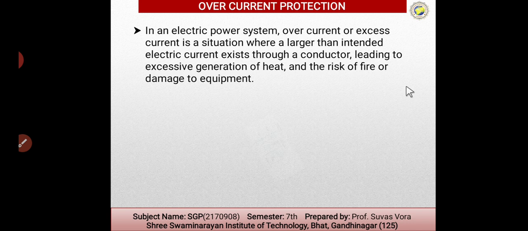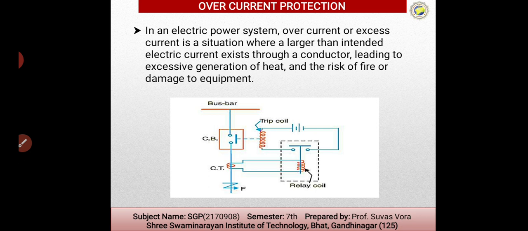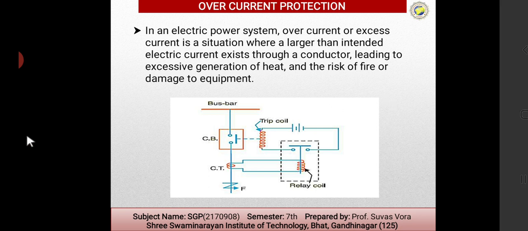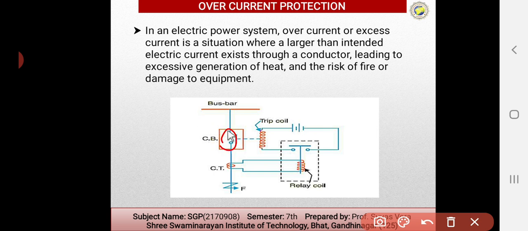So here is the simple circuit for overcurrent protection. Here you can see the circuit breakers, which are connected to the bus bar, and the CTs. Now when a fault arises, heavy current passes through these CTs and the CT coil sends the fault current to the set values, and the relay coil is energized. This relay coil energizes and trips the plungers, and when these plungers connect, the battery is directly connected to the tripping coil, the trip coil is energized and opens the circuit breaker. So these are the basic protection systems against overcurrent.